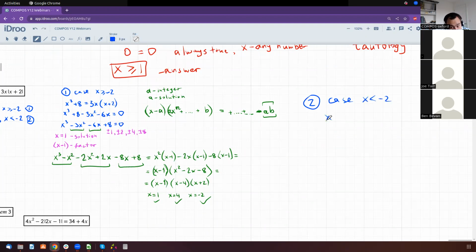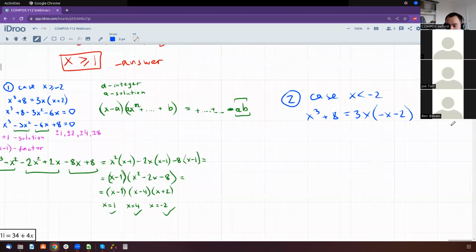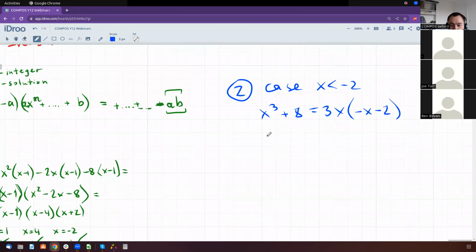The equation becomes x cubed plus 8 equals 3x minus x minus 2. So the difference is that this became negative, so I can solve this. This is x cubed plus 3x squared plus 6x plus 8 equals 0.